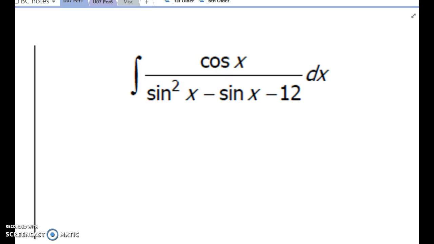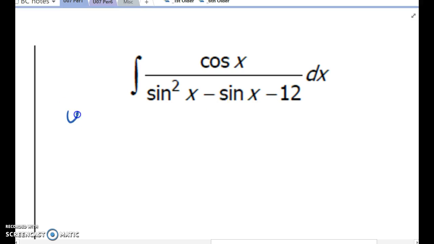Continuing in your packet, here on this example, all kinds of stuff is going on. We don't even have real polynomials, but the trick that we always look for is that idea where there's a donut hole whose derivative appears elsewhere. I notice there are a couple of sine x's floating around down here. The derivative of sine x is cosine x, which is great. That tells me that u substitution is a good idea.